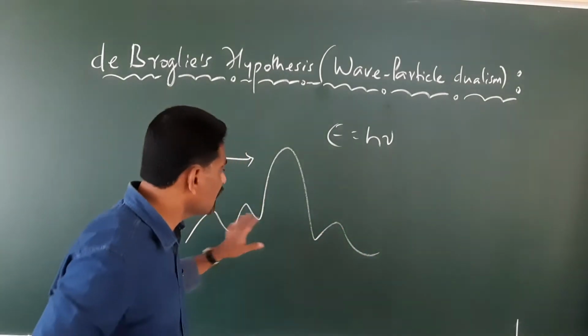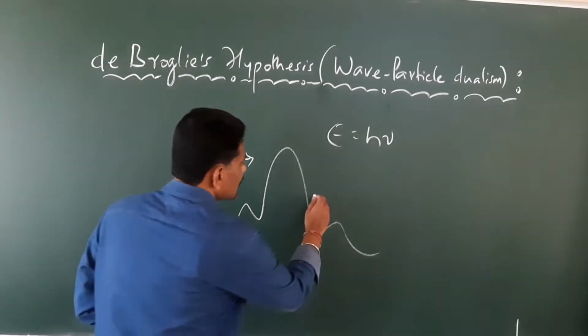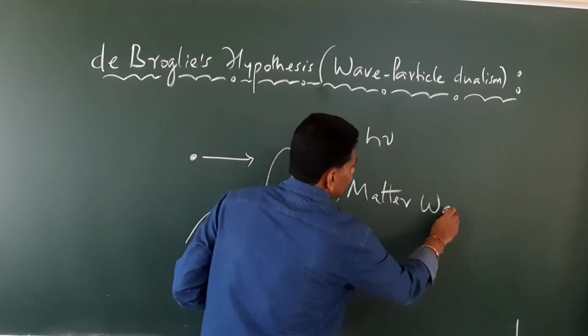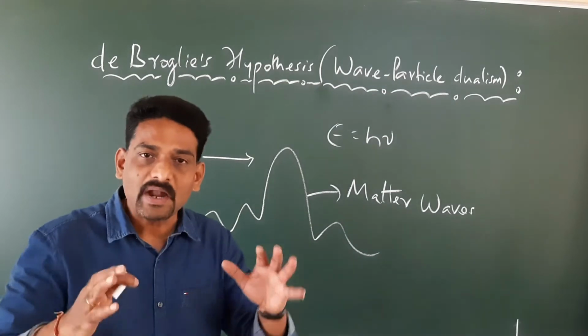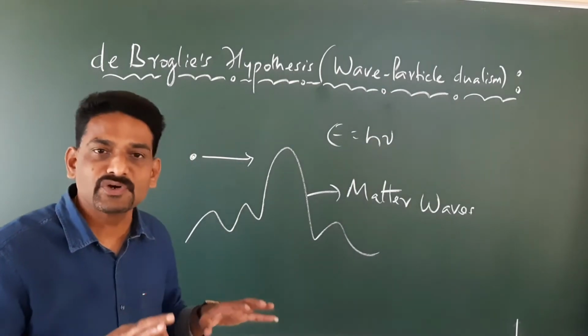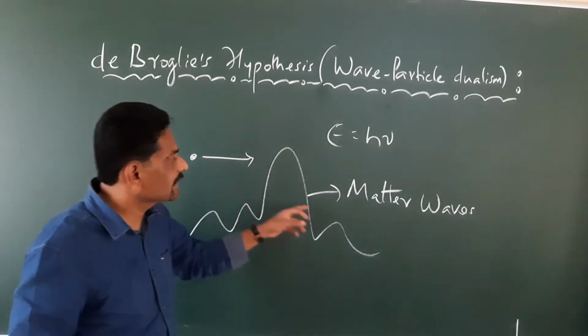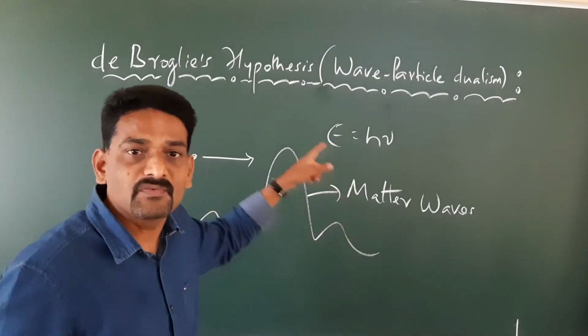This wave, he calls the matter wave. So what are these called? They are called matter waves. So what are matter waves? Matter waves are the waves associated with a moving particle. These waves we call the matter waves, and he also gives the wavelength of these waves.